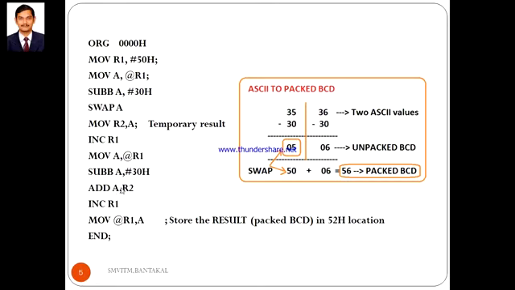After this, it is in the accumulator. This has to be stored in the next location, the 52 location. That's why I am incrementing R1 and storing the result in the 52 location. A simple way to understand ASCII to packed BCD.